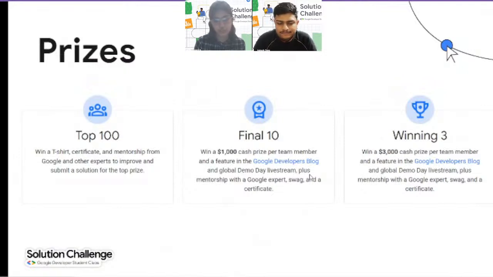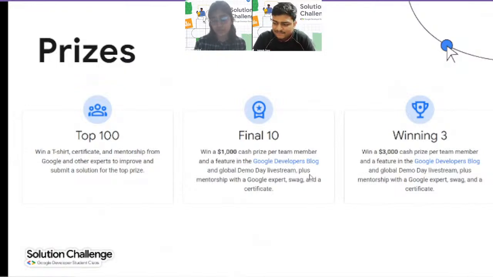And once you are in the final 10 teams, that is the top 10 teams, you will get a $1,000 cash prize. So every team member is going to get that, and they are also going to be featured in the Google Developer blog, because you're going to have the one-on-one interview with the judges. You're also going to be live streamed on YouTube.